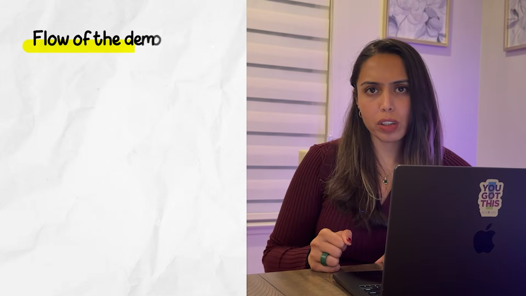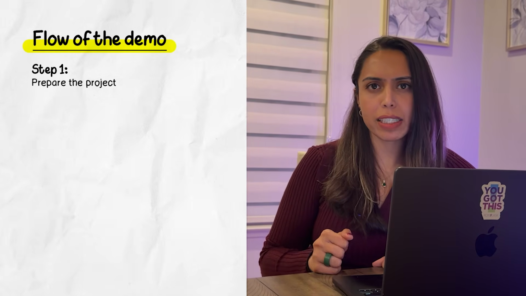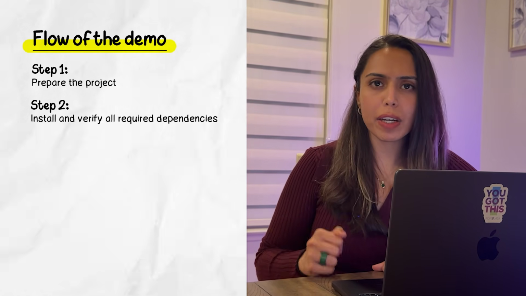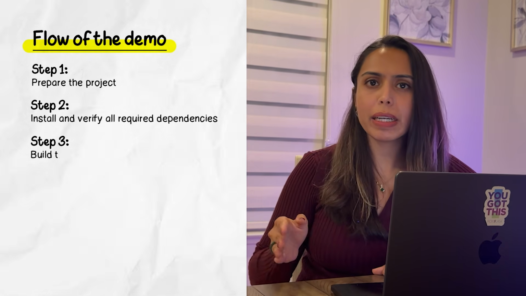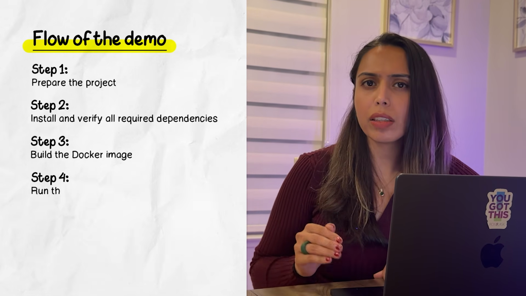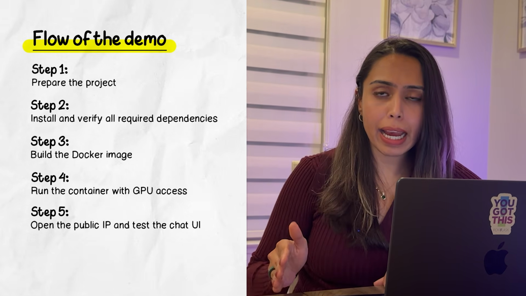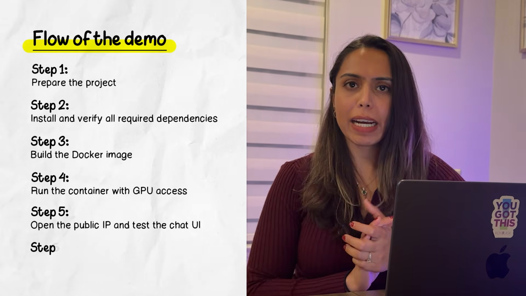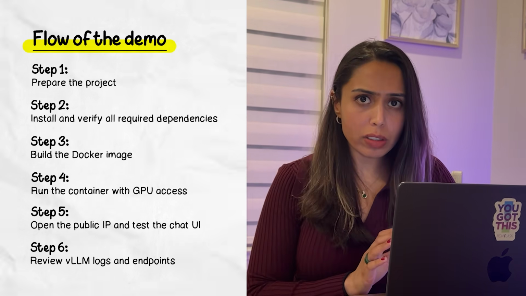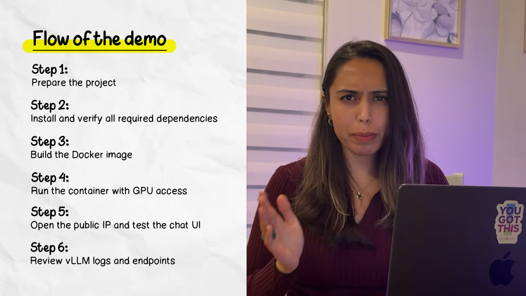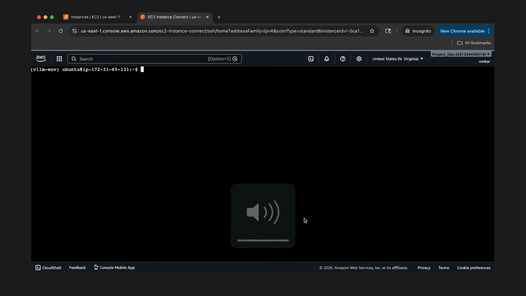Now this would be the flow of the demo. First, we will prepare the project files. Second, we install and verify all the dependencies. Third, we will be building the Docker image. Fourth, we will run the container with the GPU access. Fifth, we will open the public IP and test the chat UI. And finally, we will be looking at the vLLM logs and the endpoints to understand what's running behind the scenes. Now let's dive into the project implementation.